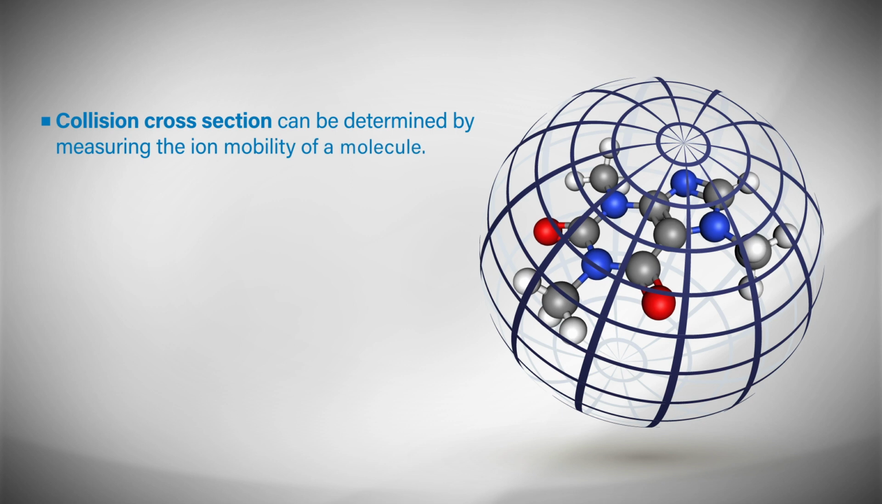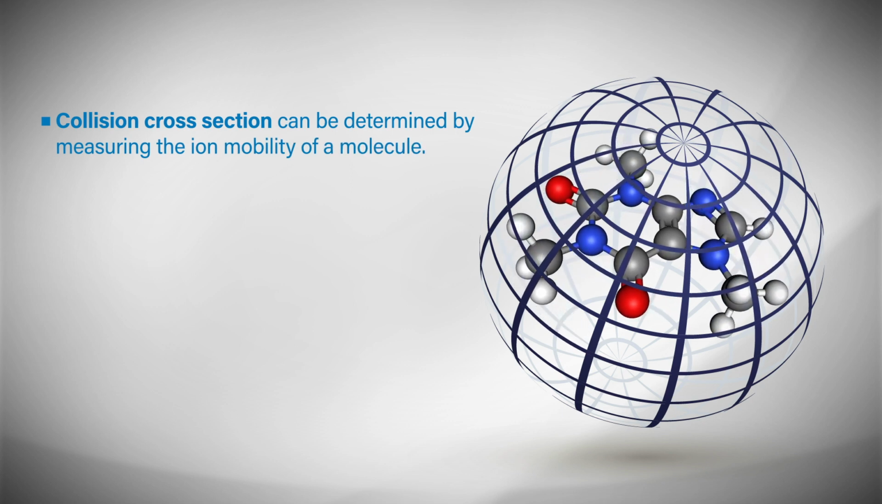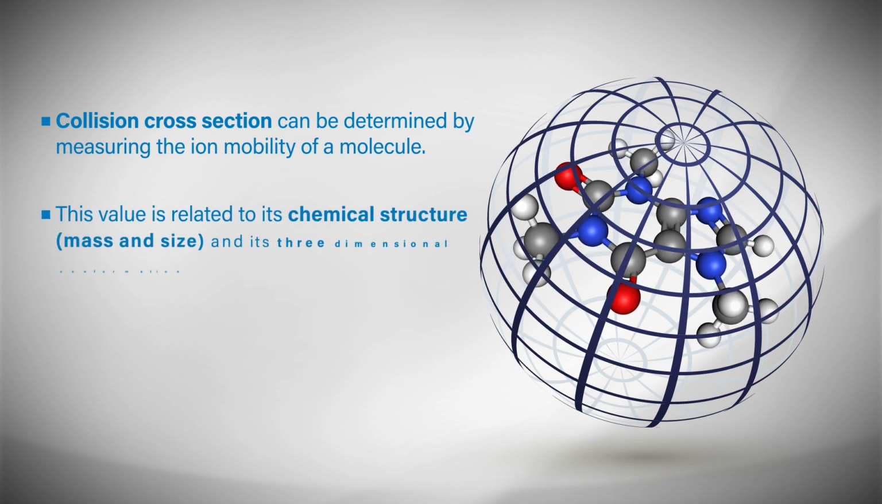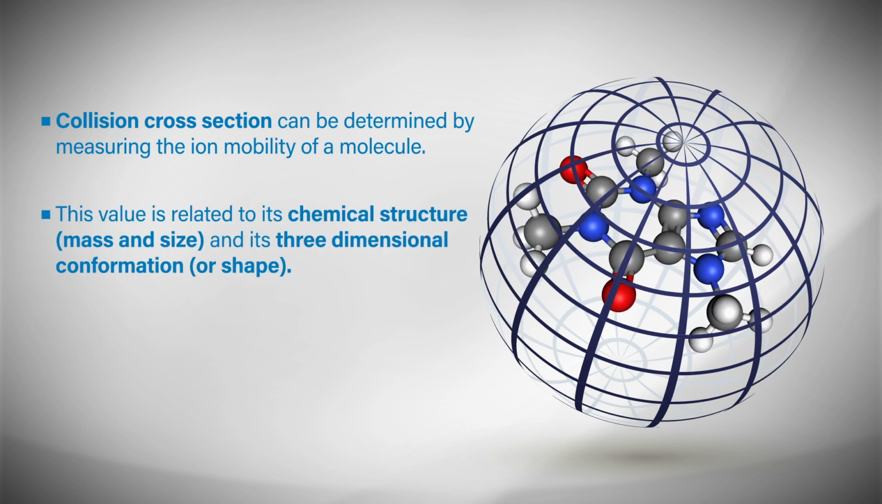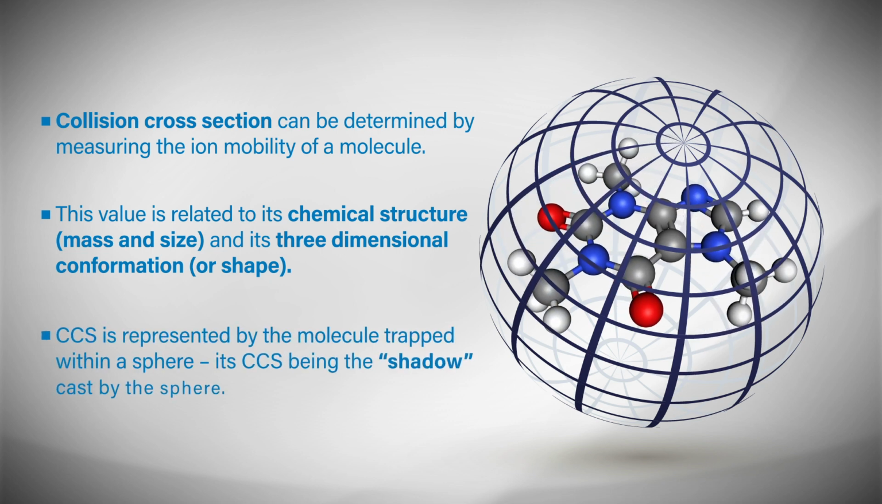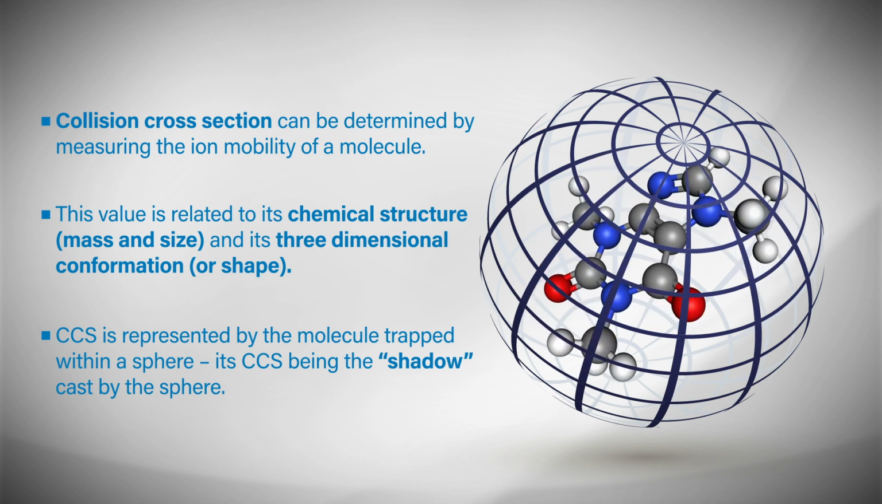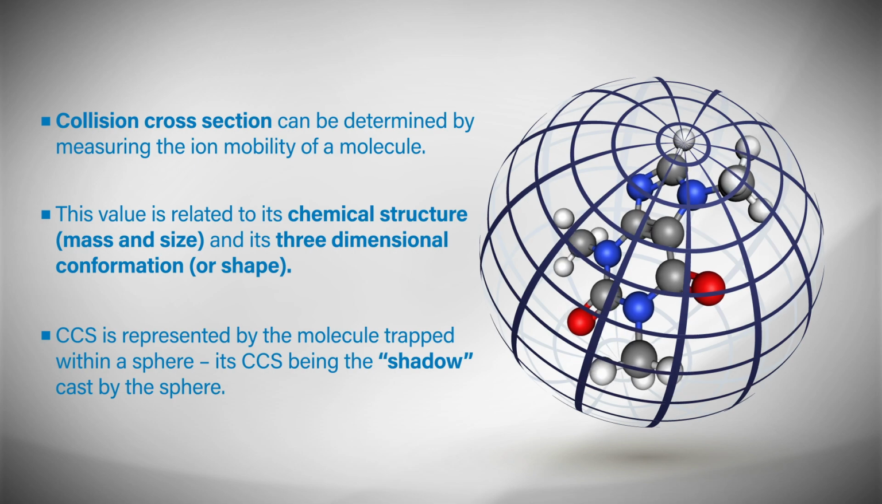Collision cross-section is a physical-chemical property that can be determined by measuring the ion mobility of a molecule. This value is related to its chemical structure, mass and size, and its three-dimensional conformation, or shape. Here, CCS is represented by the molecule trapped within a sphere. Its CCS is the shadow cast by the sphere.